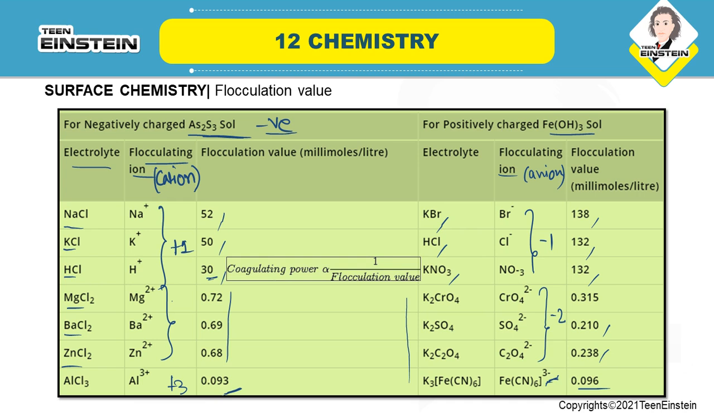So coagulating power is inversely related to flocculation value. It is important to remember because sometimes in the options, different orders will be given and the question will ask whether it is the correct order for coagulating power or flocculation value. So you have to read the question carefully, because these two orders will be reversed.